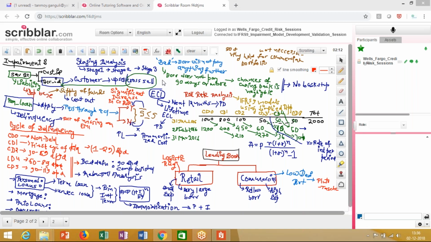So basically, the profession of the borrower is of importance, like a doctor or a lawyer. The source of the income.